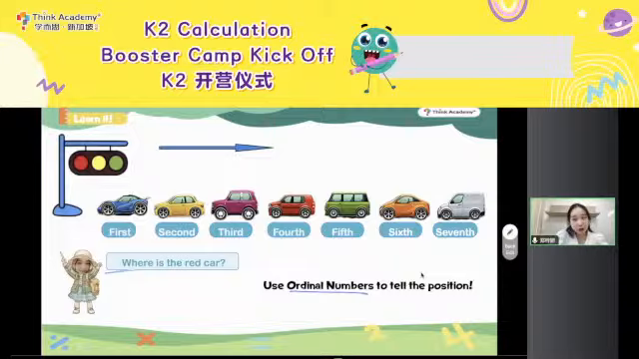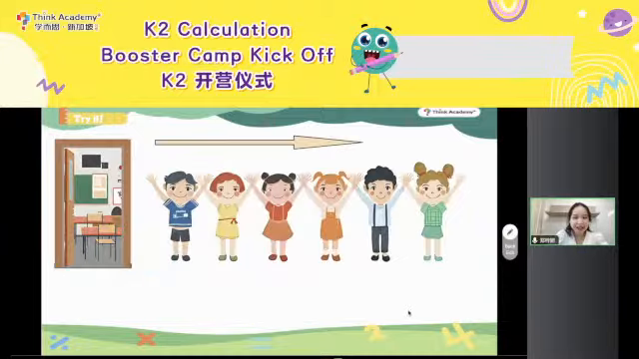Very well done. Shall we try another practice question? Of course. So, we have all these students queuing to get into the class, right? And then, can you tell the position for the student? Let's give it a try.